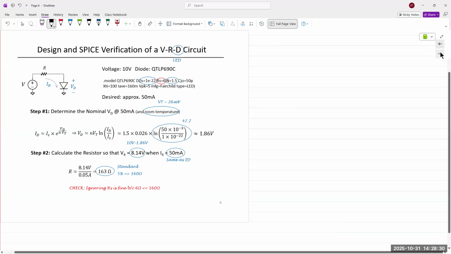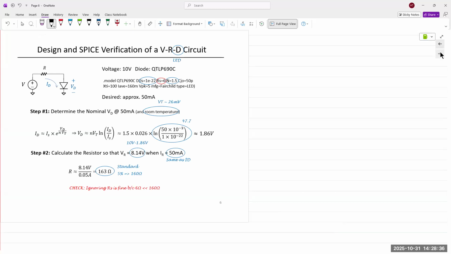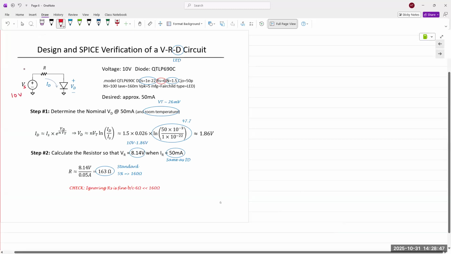So we are given a VRD circuit: voltage, resistance, and diode. Voltage in this case is given to us as 10 volts. So let's say Vs, the voltage source, is 10 volts. R is not given. Desired ID should be about 0.05. VD is not given, and we are asked to find an appropriate resistor value. Okay.